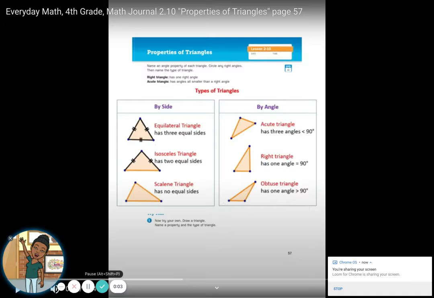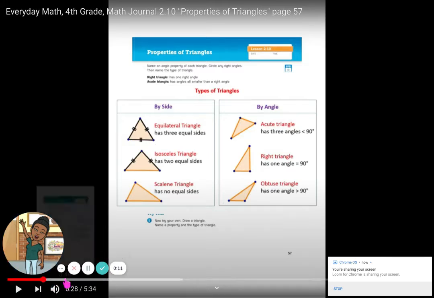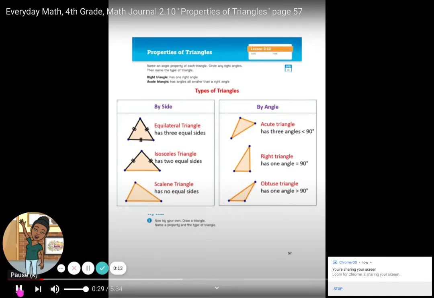For today's lesson, we will discuss and identify properties of triangles. We're going to start with types of triangles. If you define a triangle by its sides, an equilateral triangle has 3 equal sides, an isosceles triangle has 2 equal sides, and a scalene triangle has no equal sides.